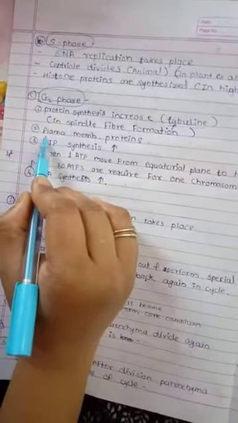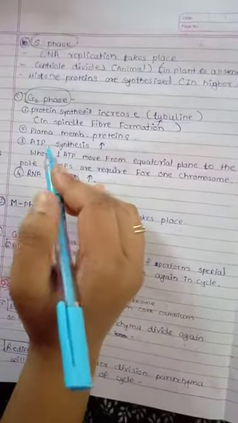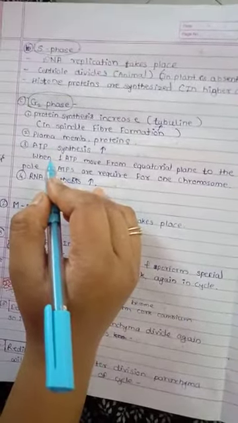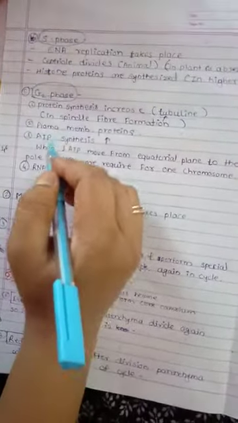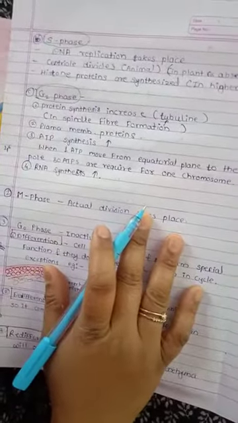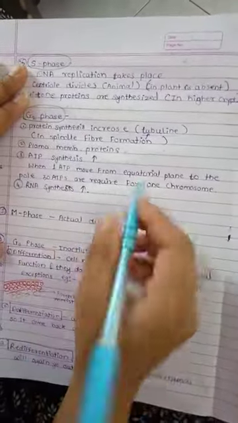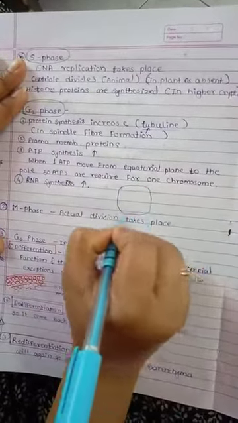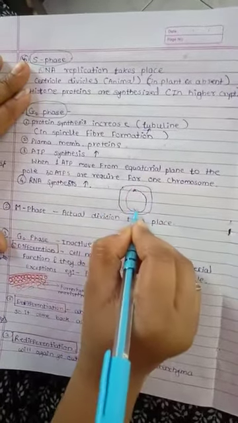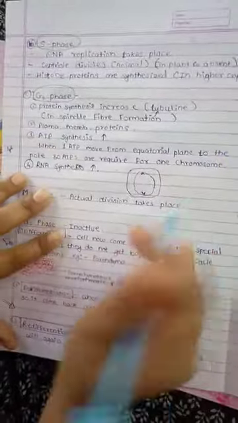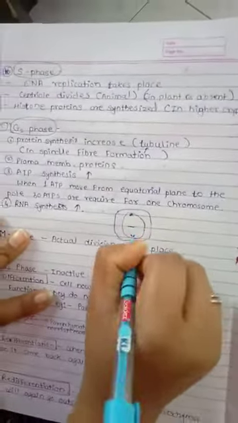Then plasma membrane proteins. The proteins which are required for the formation of the plasma membrane are also synthesized in G2 phase. Then ATP synthesis. Suppose one centriole moves from the equatorial plane to the pole. So suppose this one is a cell, and in that cell these two centrioles are present. It has an equatorial plane, and these are the poles.